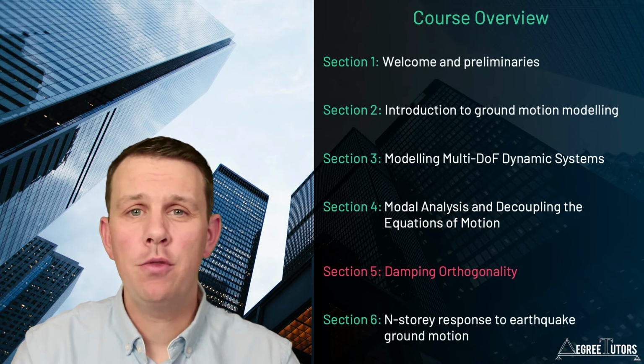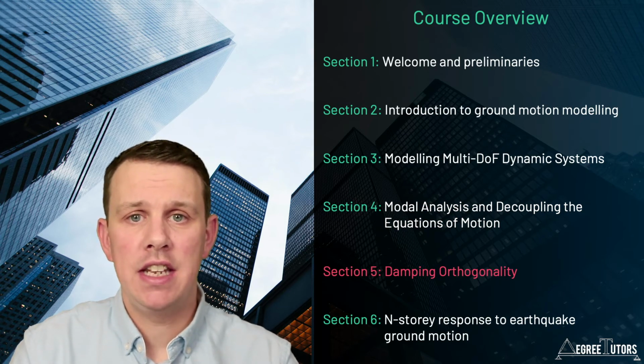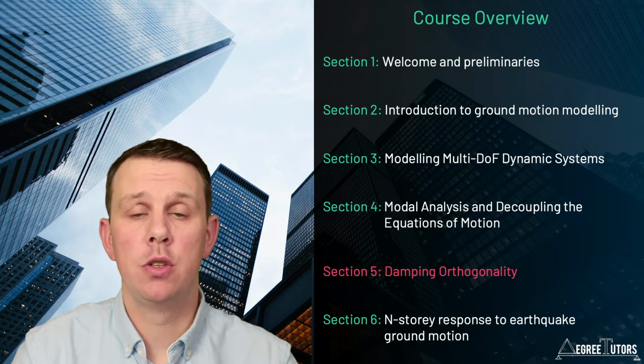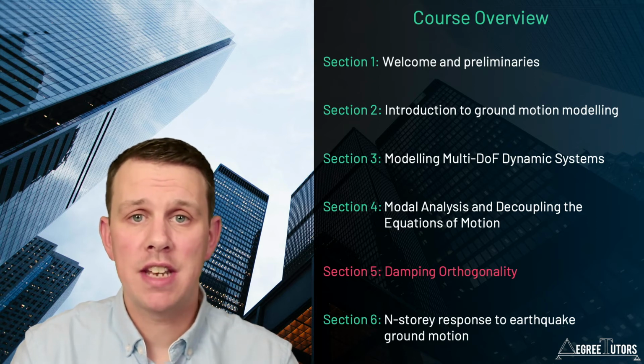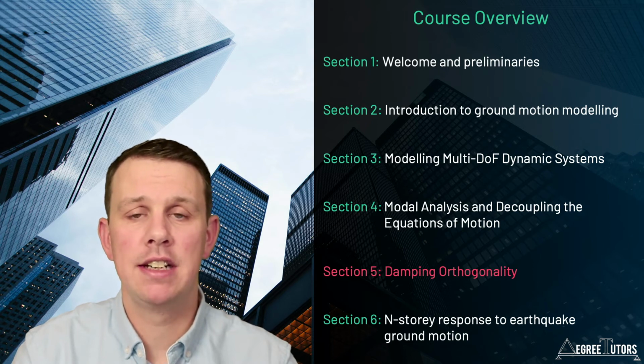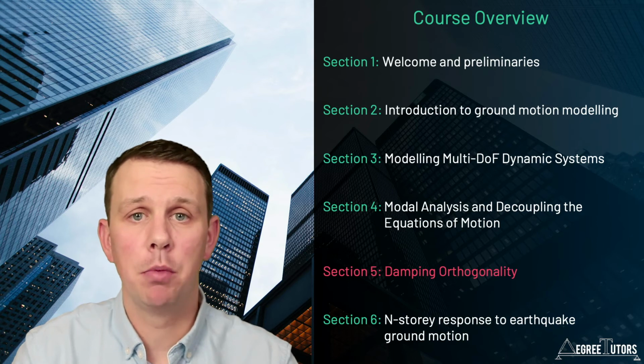In section 5, we're going to deal with damping. Now, in this section, we'll see that the uncoupling of the mass and stiffness matrix that we discussed in the previous section can't be directly applied to the damping matrix. So in this section, we're going to look at how we can derive a damping matrix that delivers prescribable and predictable levels of damping in each vibration mode.